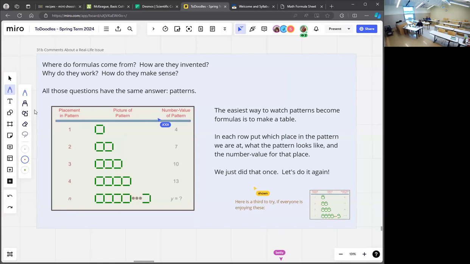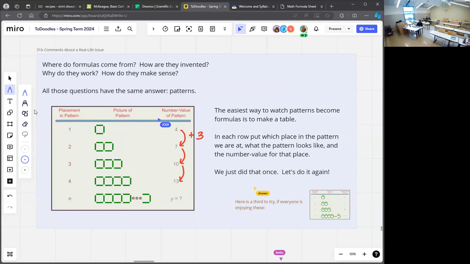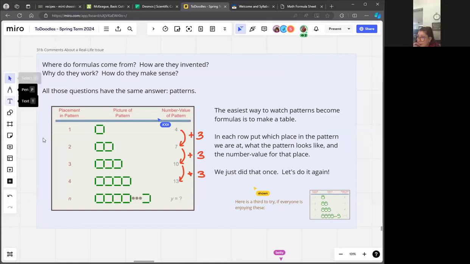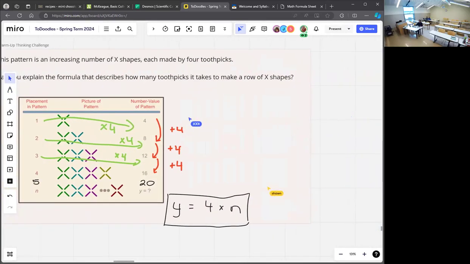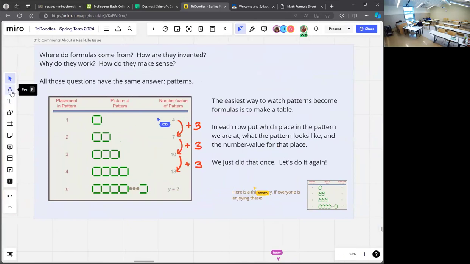So let's start by stepping down. What's the number for the pattern as we're going down? 3, it's a +3. Everyone happy so far? Yes. So as we saw in the other one, if it's a plus something going down, that's going to turn into a multiply going across. But that's not quite right. It's not true that y is 3 times n.